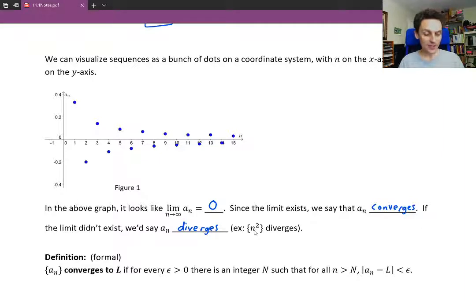Another example would be the sequence n squared. That would diverge because the terms of n squared would look something like this. This would look like 1 squared, which is 1, 2 squared, which is 4, 3 squared is 9, 16, 25, and so on. And those terms are just getting larger and larger and larger. They're not really getting closer and closer to any particular number. In fact, if you take the limit as n approaches infinity of n squared, you would just get infinity.